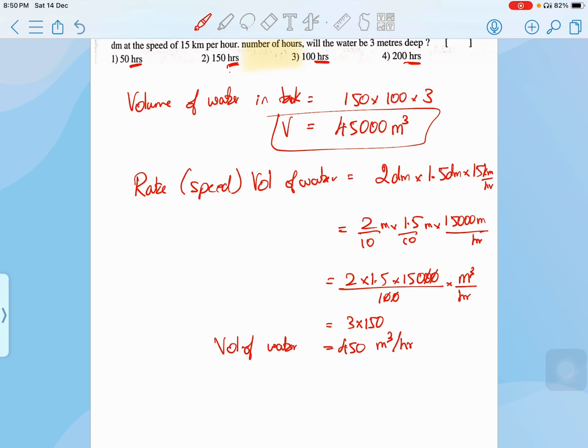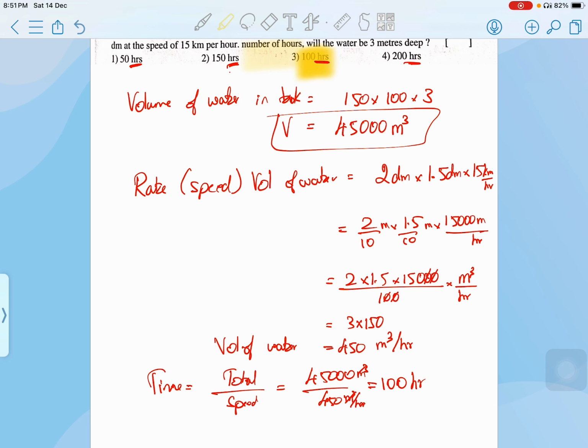So similarly, in 10 hours you will get 4500. In 100 hours you will get 45,000. So time is equal to total volume by speed. That means 45,000 divided by 450, which gives 100 hours. 45,000 meter cube divided by 450 meter cube per hour, so the meter cubes cancel and you will get hours. So 100 hours is your final answer.